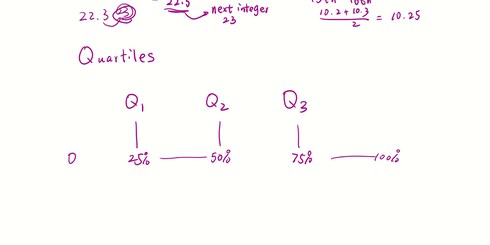Each takes 25%. So as you can tell, Q1 is exactly the same as P25. And similarly, Q2 is exactly the same as P50, which is the same as the median. It's the number right in the middle. And Q3 is equivalent to P75.